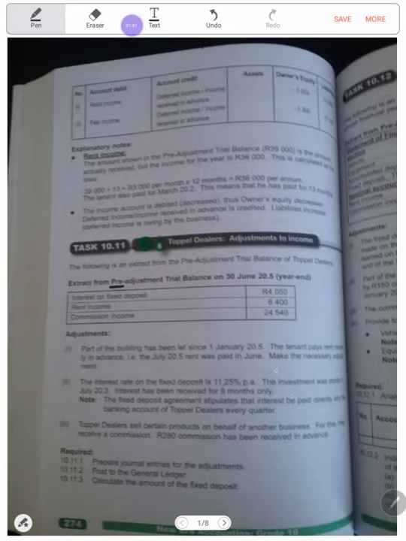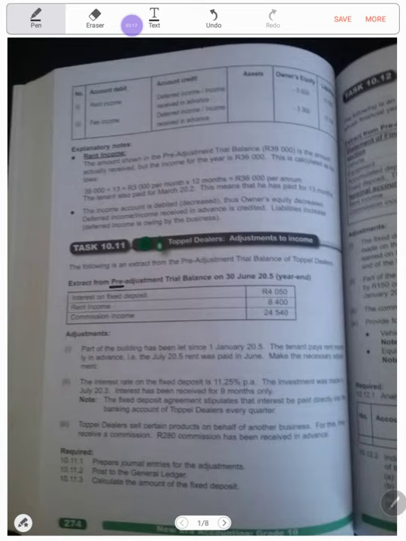Topple dealers sells certain products on behalf of another business. For this, they receive a commission. 280 has been received in advance. So what have you got to do for this business? You need to prepare journal entries for the adjustments. You need to post to the general ledger, and you also need to calculate the amount of the fixed deposit. So let us work out our adjustments first before posting to the journals and ledgers.